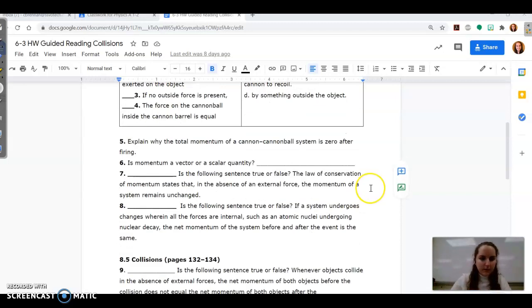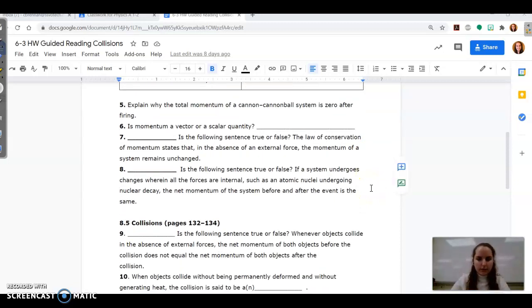Number 6, is momentum a vector or scalar quantity? So momentum is equal to P equals m times v. And v is a vector quantity, right? V is velocity. It holds direction and it holds magnitude. So momentum would also be a vector quantity because it holds direction and magnitude.